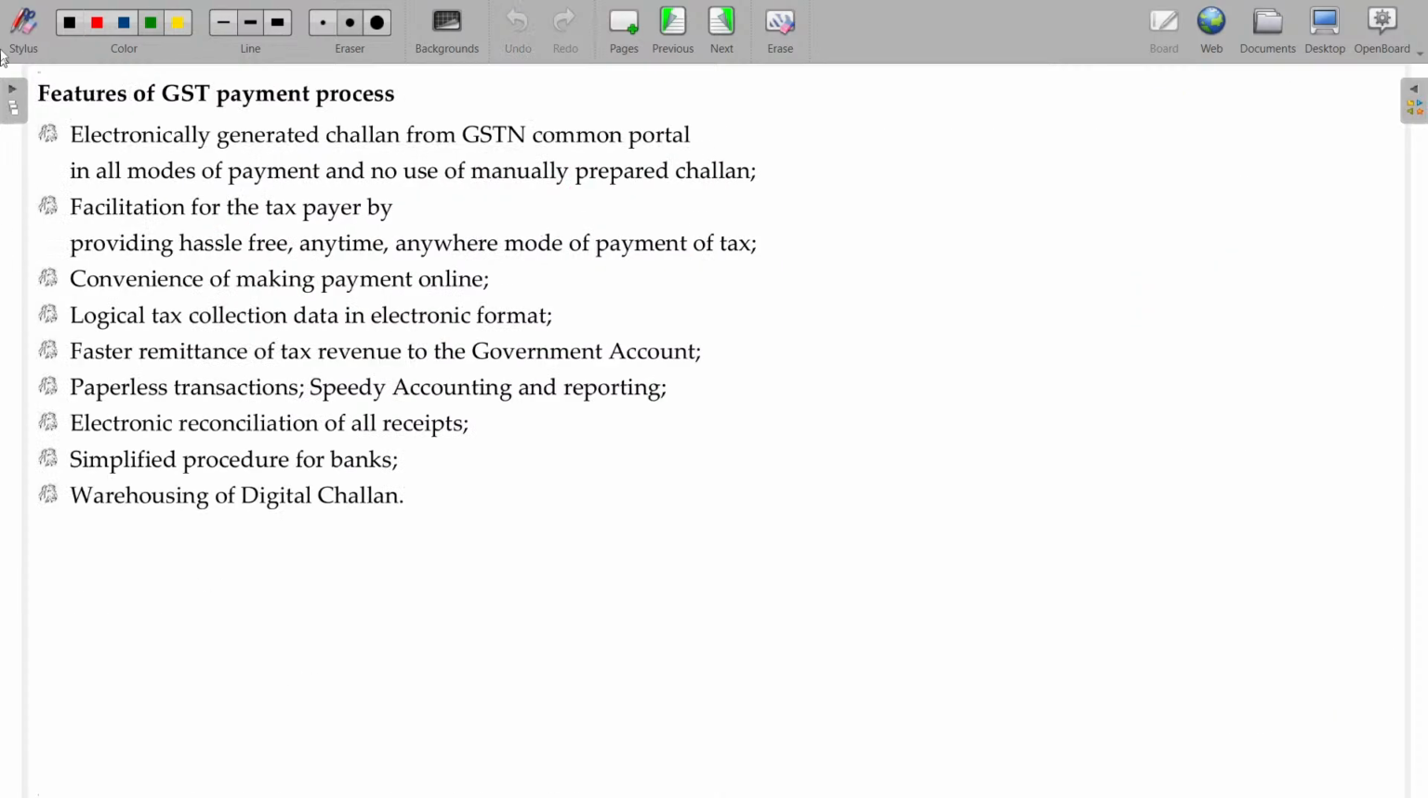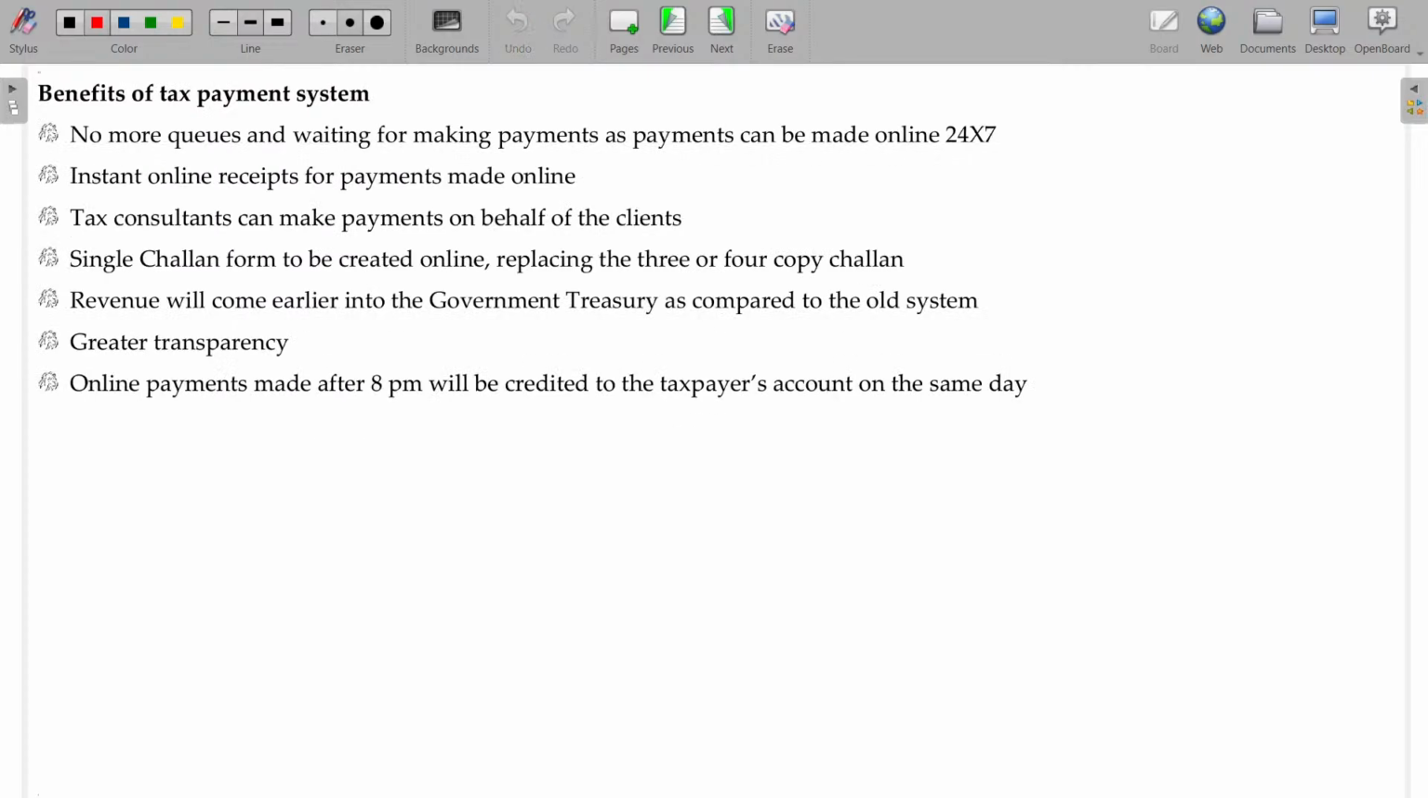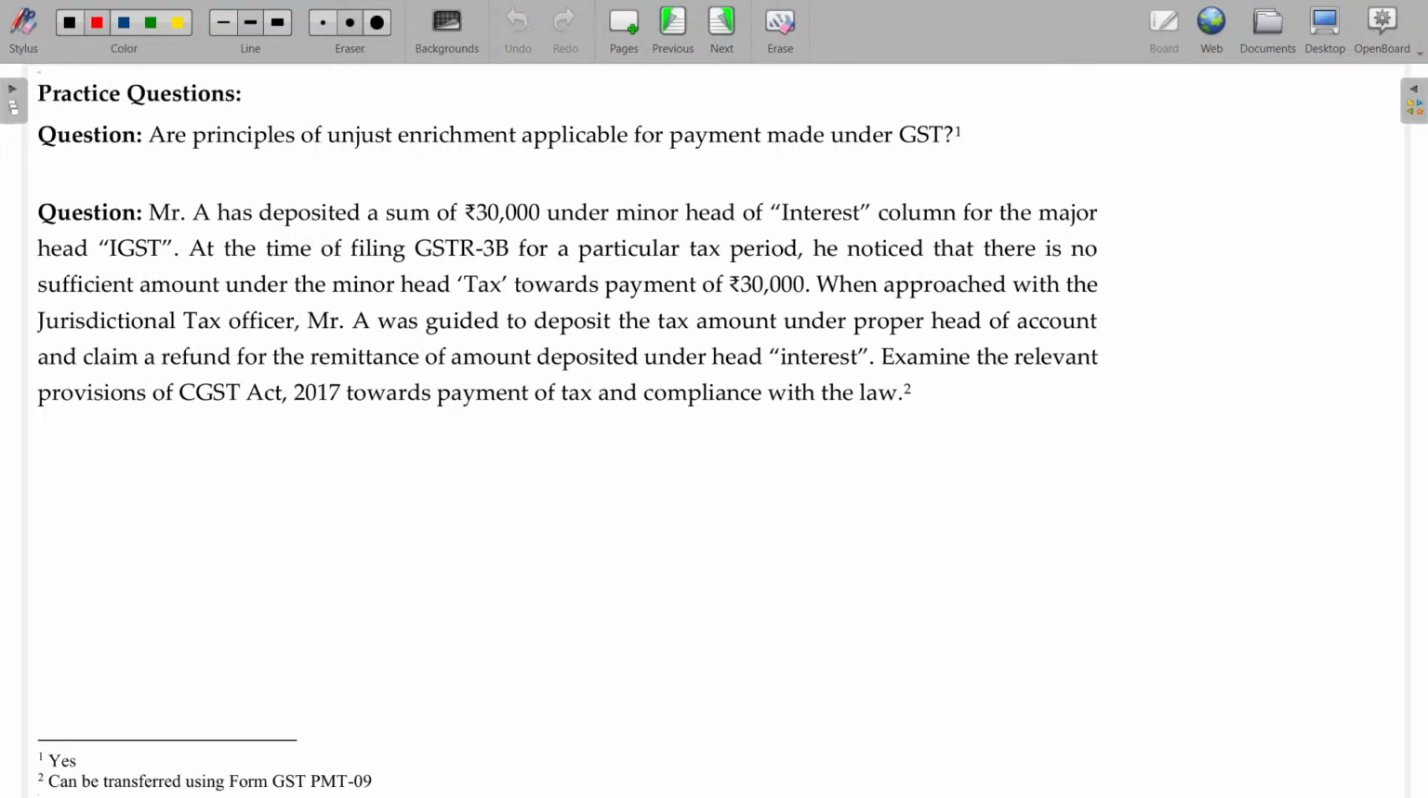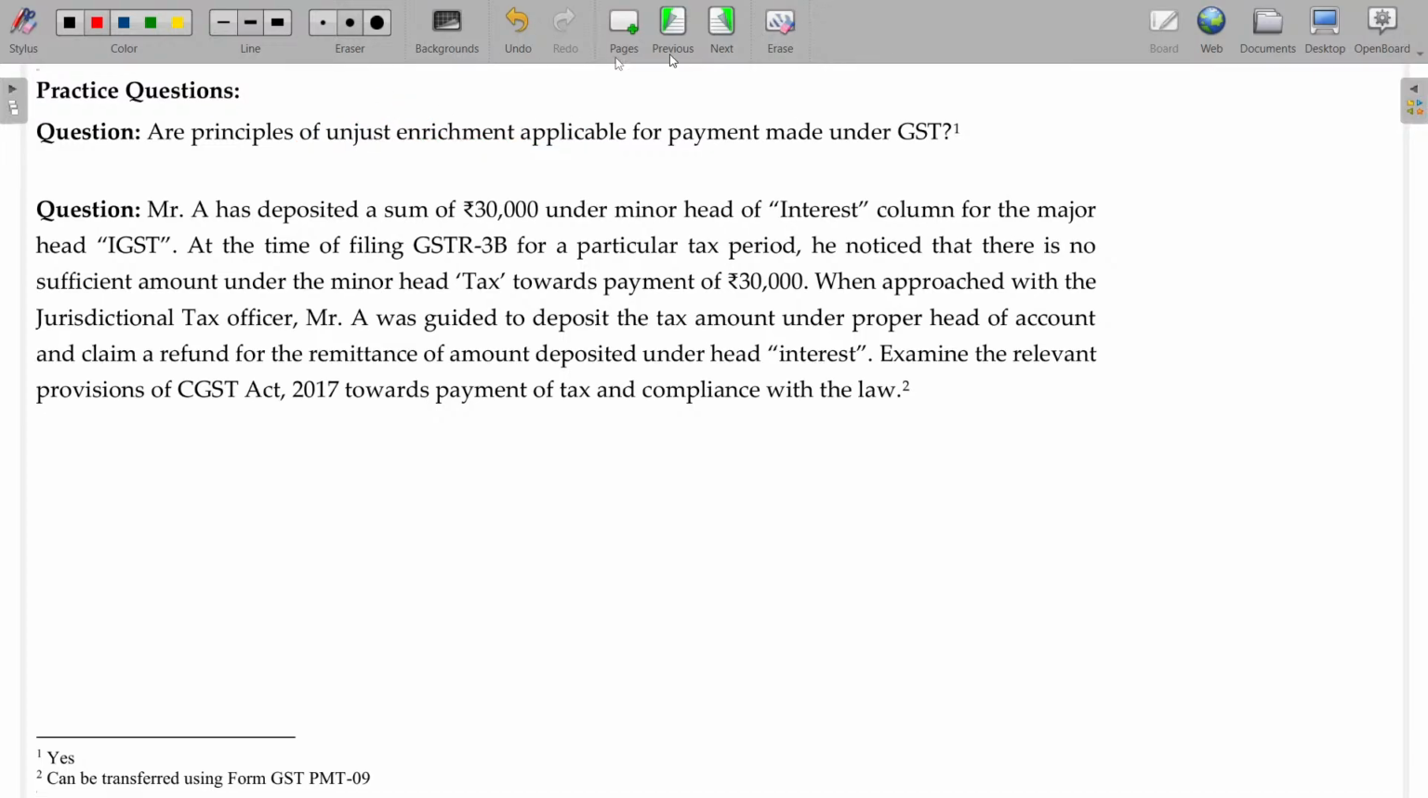Clear? So, features of GST payment process, just a small background. Everything is electronically generated challan. Everything is perfectly maintained. Benefits of tax payment system, theory. Okay, practice question. First question, you can remove it. What is called, let me explain, are principles of unjust enrichment applicable for payment made under GST?